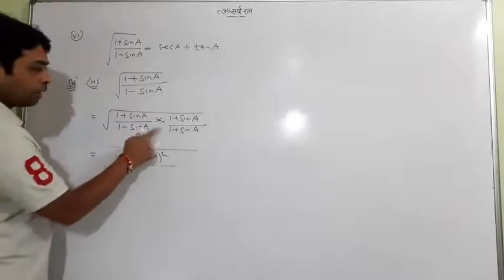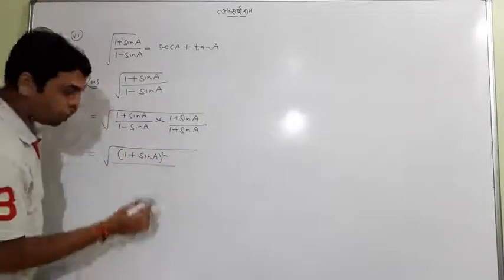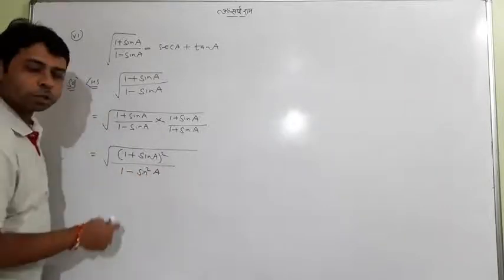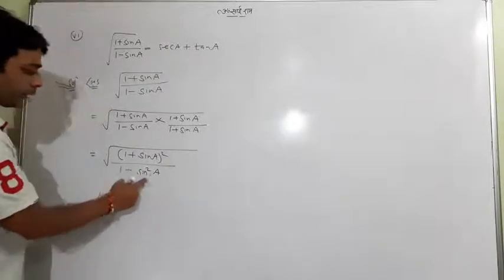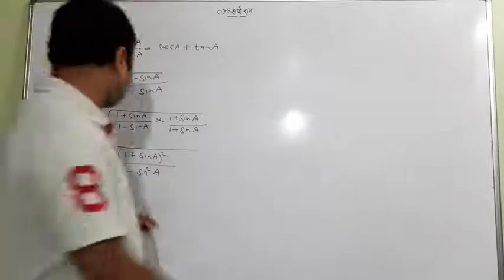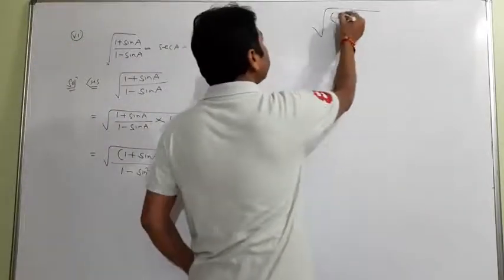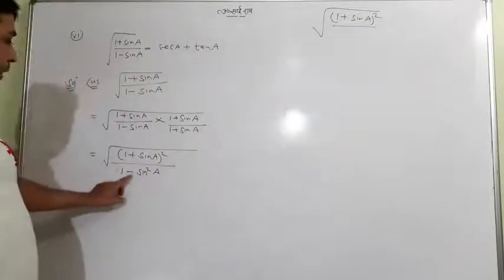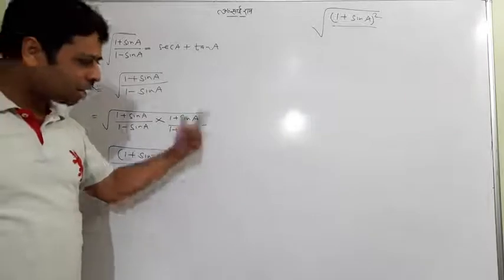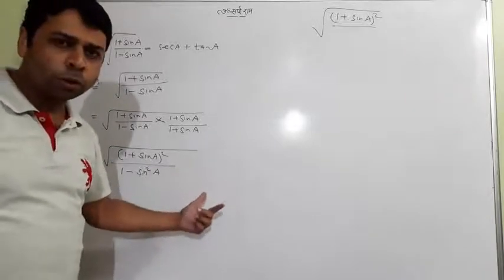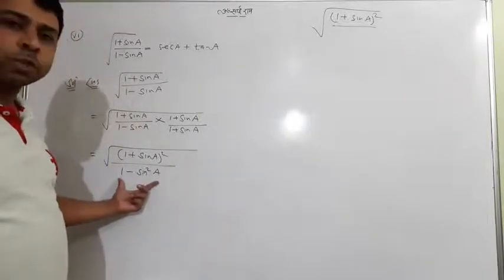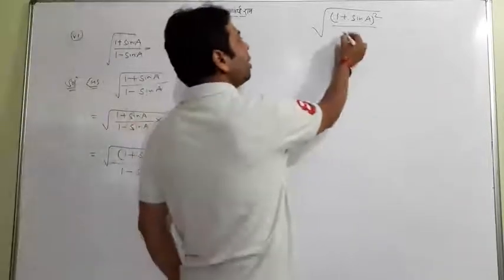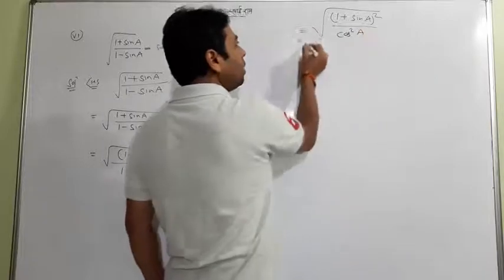And a minus b, a plus b, it is a square minus b square. You know a square means 1 square means 1. So 1 minus sine square a. So what will come next? 1 plus sine a whole square upon 1 minus sine square a. You remember, just before the board I took the question, the same came. 1 minus sine square a is equal to cos square a. It is the very first identity. It's cos square a.